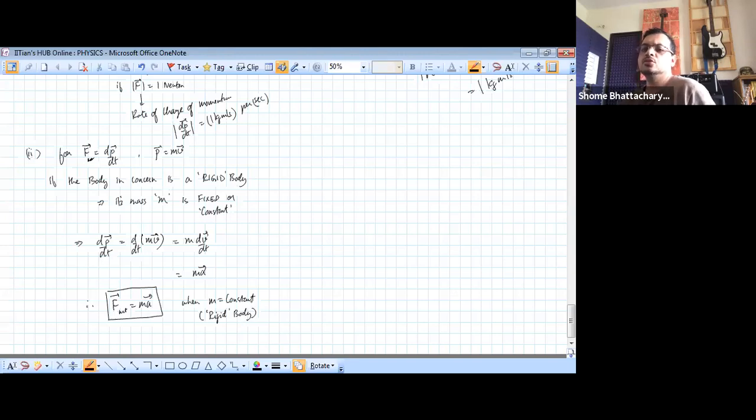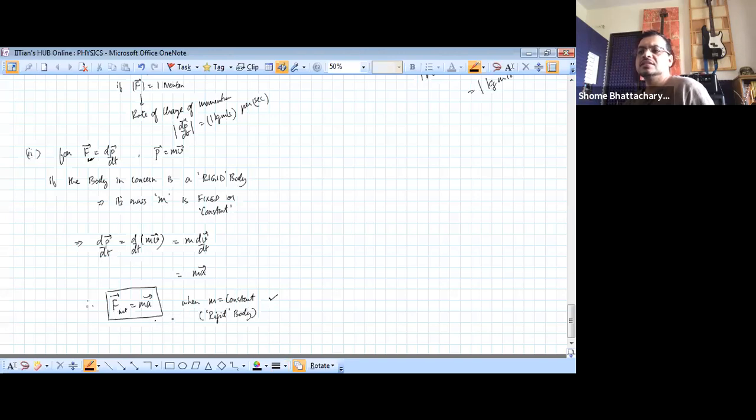Okay, is the point clear now? So this becomes the statement of Newton's second law, provided we can say with confidence that the mass of the body is constant.